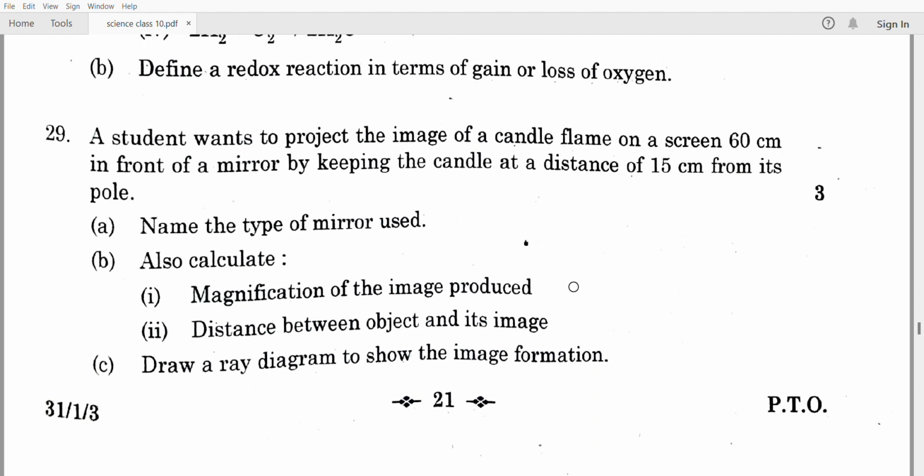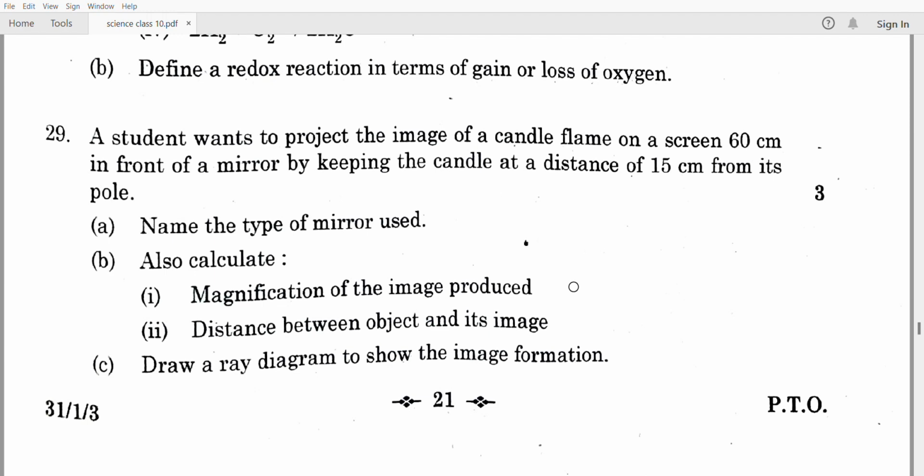As we move on to the 29th question, a student wants to project the image of a candle flame on a screen 60 cm in front of a mirror, by keeping the candle at a distance of 15 cm from its pole. So object distance U is equal to 15 cm, and V is equal to 60 cm.